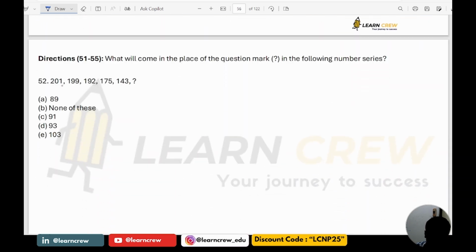Next, 201 minus 2. 192 minus 7. 192 minus 17. 175 minus 32. So what is the observation here? 201, question number 52. The differences, here it is 5, here it is 10, here it is 15. Next it has to be 20, 32, 20, 52. So 143 minus 52 is 91. So answer is 91.